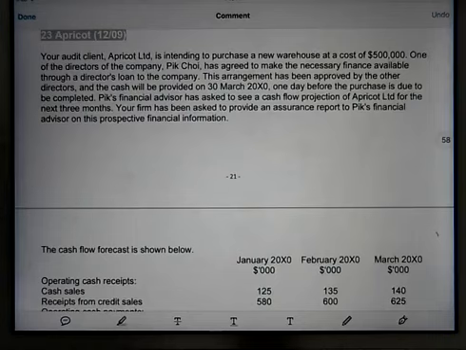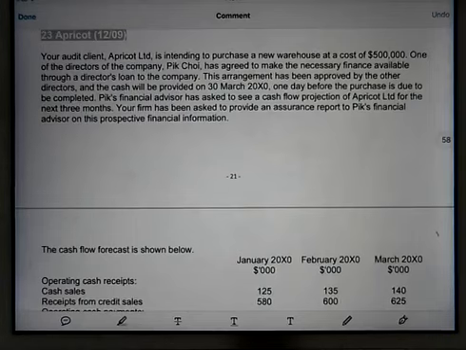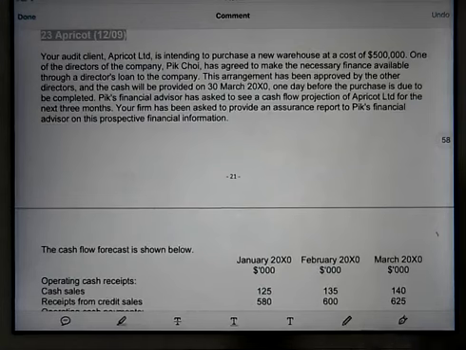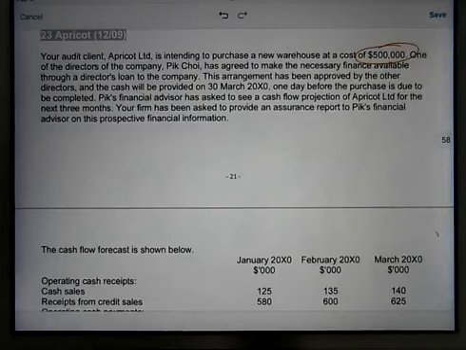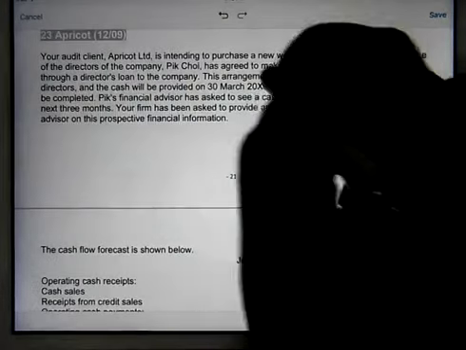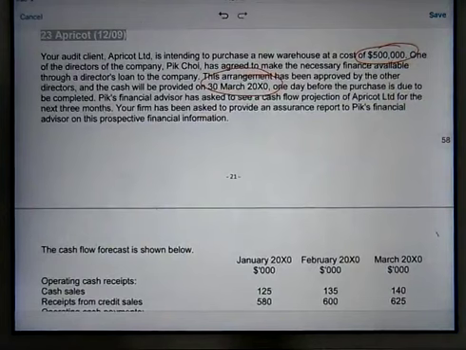Make sense? Okay. So your audit client, Apricot, is intending to purchase a new warehouse at a cost of 500,000. That's the cost. One of the directors of the company, Pick Choi, has agreed to make necessary finance available through a director loan. This arrangement has been approved by other directors, and the cash will be provided by 30th March 2000 XO, one day before the purchase is due to be completed.